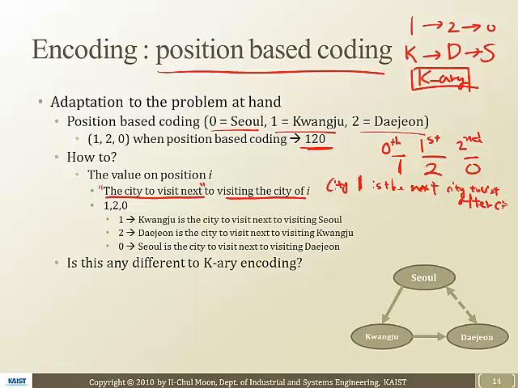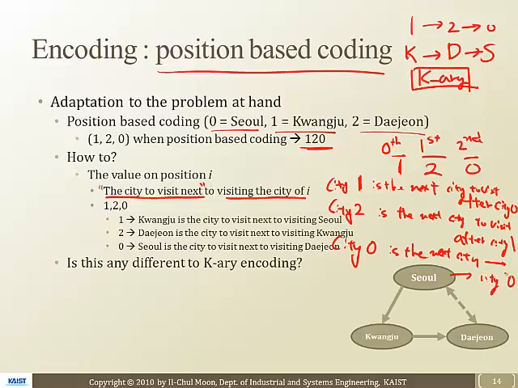after city 0, and city 2 is the next city to visit after city 1, and city 0 is the next city to visit after city 2. So where these numbers come from is that city 1 is the next city to visit after visiting city 0, city 2 is the next city to visit after visiting city 1, and city 0 is the next city to visit after visiting city 2.